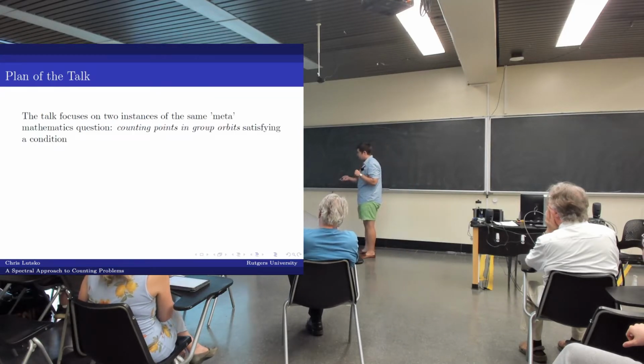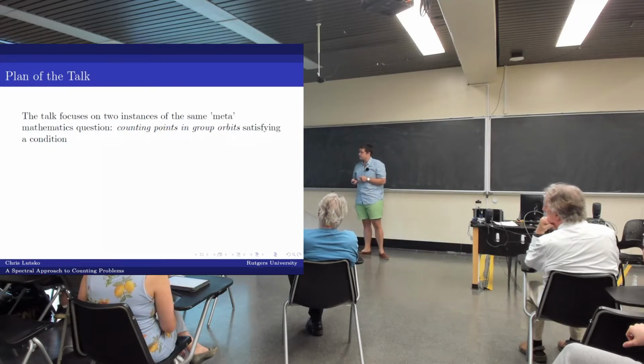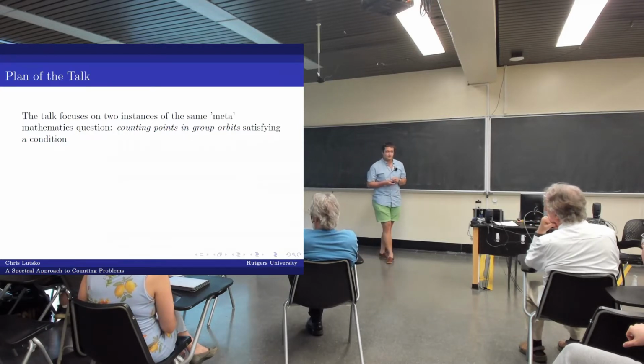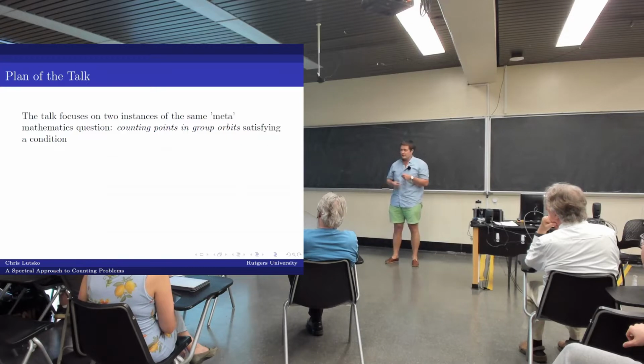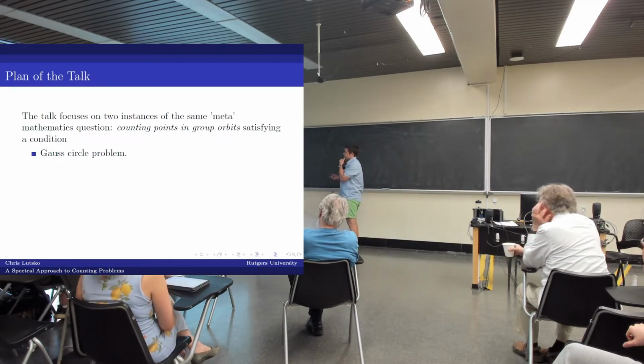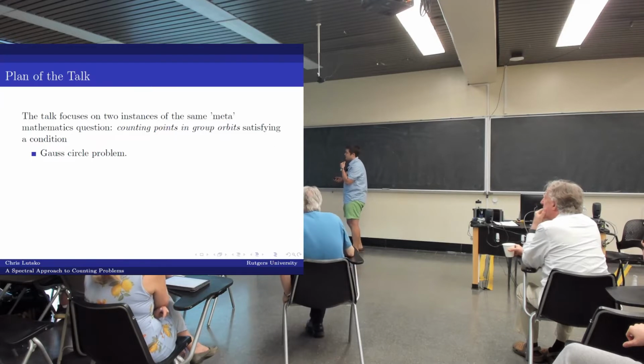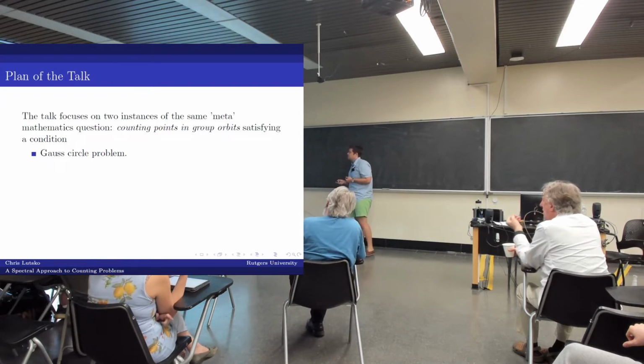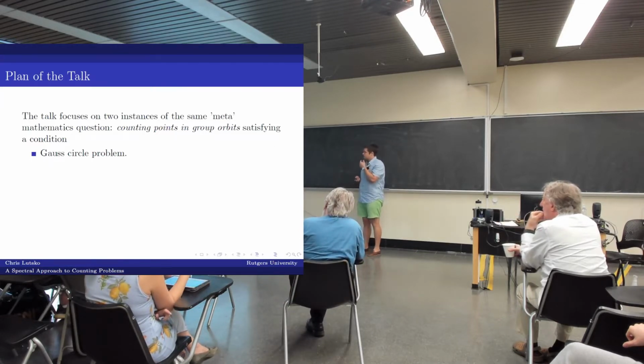So the first problem we're going to look at is the so-called Gauss circle problem, and this is going to act as a bit of a warm-up. Historically, it's kind of the inspiration for some of the methods that got developed later. It's a nice warm-up for us to start with. And then I'm going to present the second of these classical problems: the Apollonian counting problem, or Kleinian counting problem.